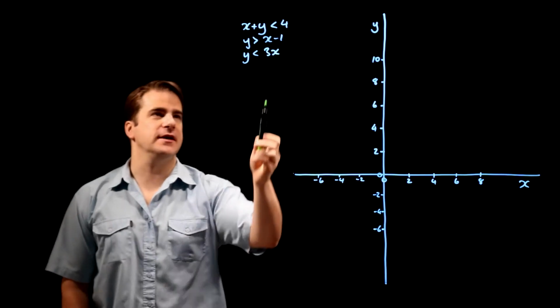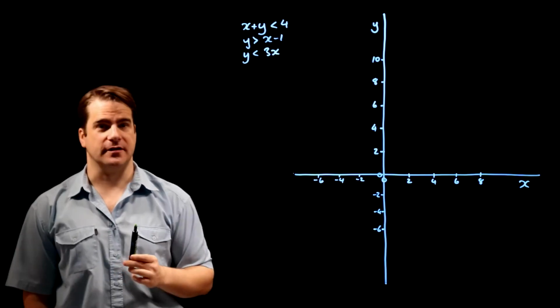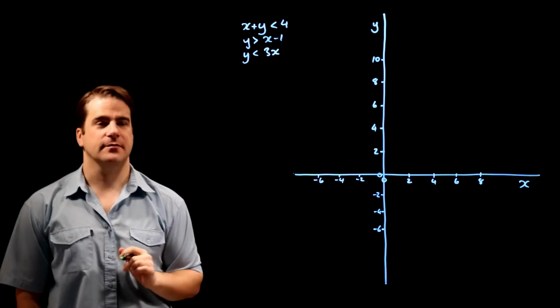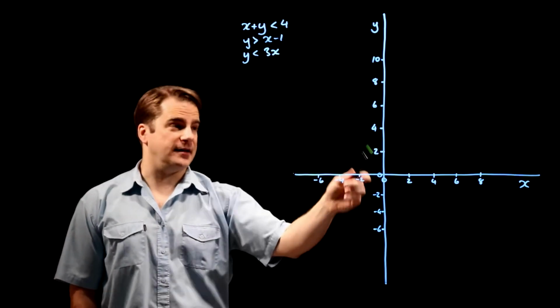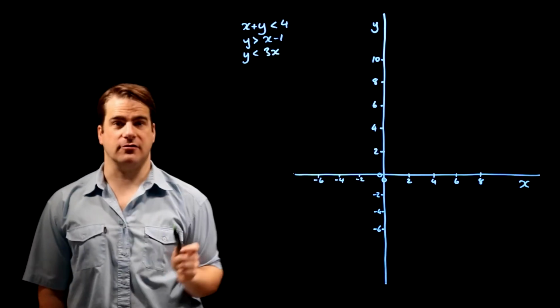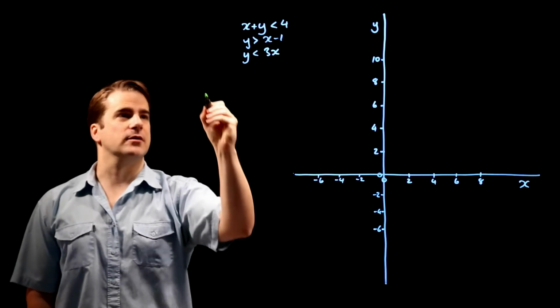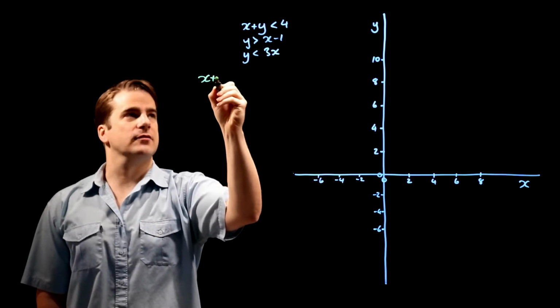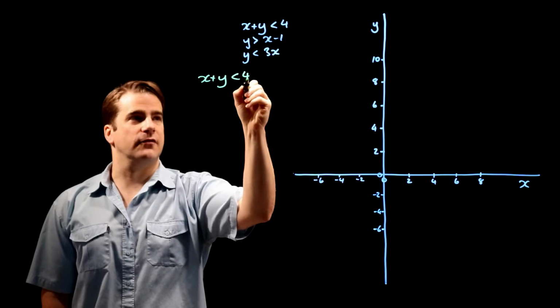Okay, we've got to fill in the region that's bounded by these three inequalities. So to do that, we're going to draw three lines on the graph that correspond to these three inequalities. So let's take the first one. We've got x plus y is less than 4.